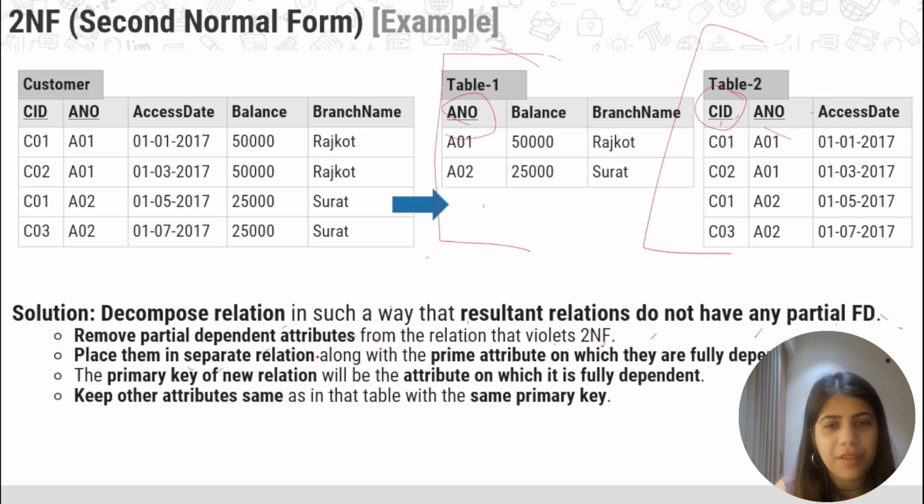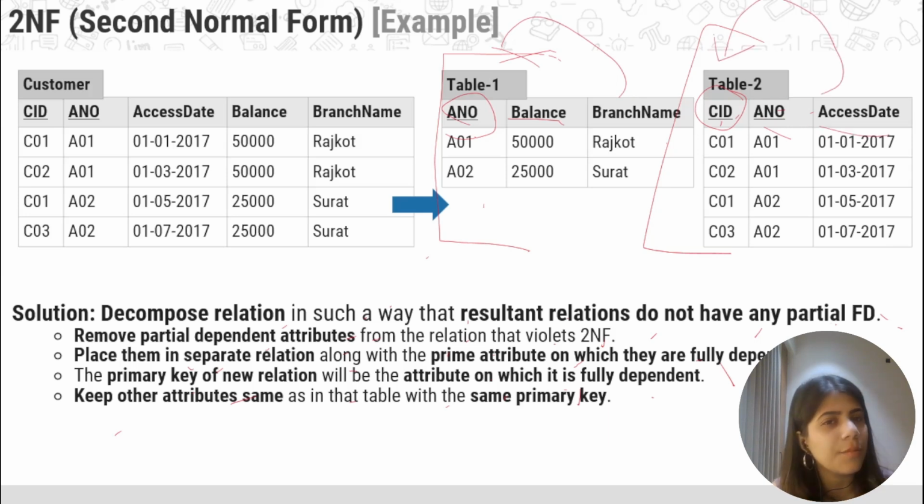And we have placed them in a separate relation along with the prime attribute on which they are fully dependent. The primary key of a new relation will be the attribute on which it is fully dependent. Keep the other attributes the same as in that table with the same primary key. So on the account number, balance and branch name are fully dependent. Same over here, the access date and the account number are fully dependent on the customer ID.